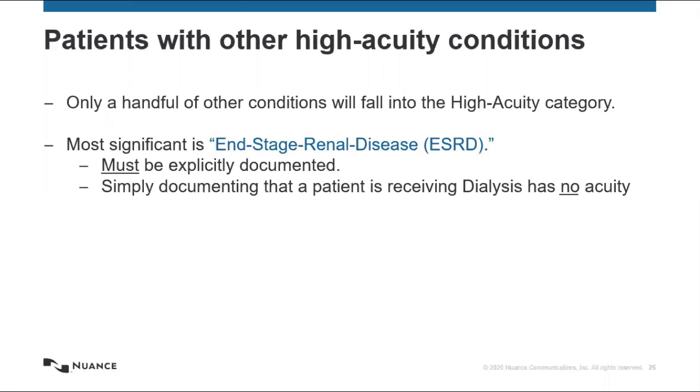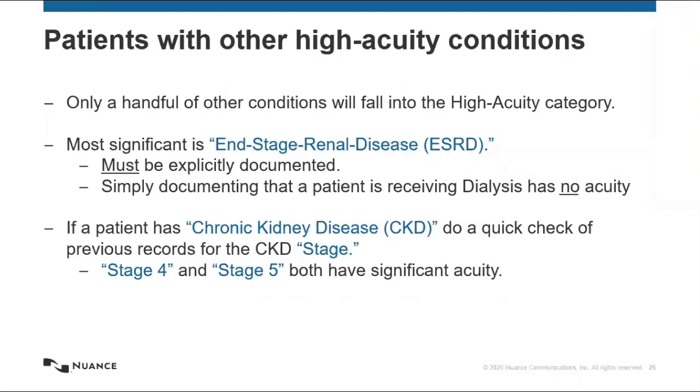Clearly, there are other things that are coming up, and renal disease is going to be one of those. End-stage renal disease must be explicitly documented. Simply saying that they're receiving regular dialysis does not have acuity. Remember, the coding staff is not allowed to interpret. They're requiring you to use codable terminology. If they have chronic kidney disease, we would like to know the stage. We will need to get that from probably an outpatient record or from some renal notes. Stage 4 and stage 5 do have significant acuity, so we do not want to ignore that.